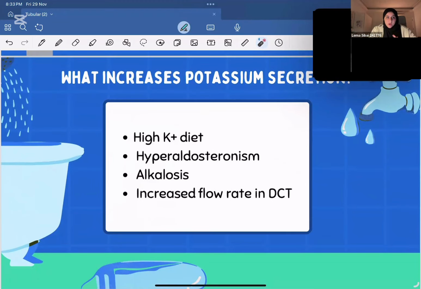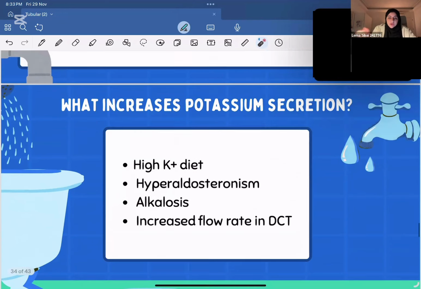Okay. Now, I'd want this to be pretty interactive because I want to hear what you guys have to say. But what increases potassium secretion? Now, there's four things that increase potassium secretion. Can anyone tell me why a high potassium diet would increase potassium secretion?